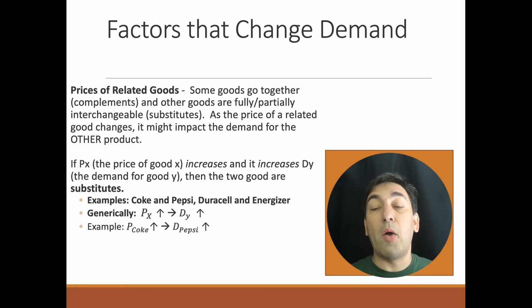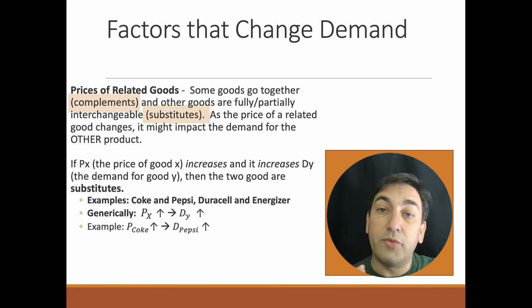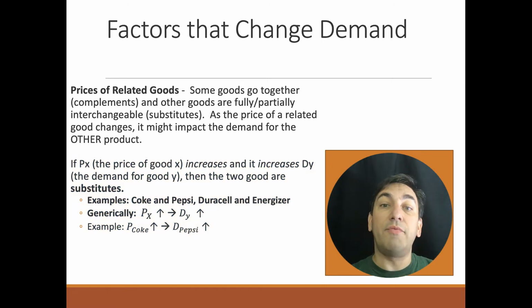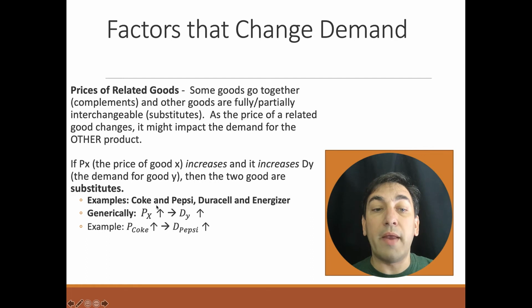Next, we're going to talk about prices of related goods. I'm not talking about the price of Inverhill's t-shirts anymore. I'm talking about the price of related goods. We're going to have 2 kinds of related goods. The first is going to be a substitute, and the next is a complement. A substitute can be used in place of the other good. They're interchangeable. The idea here is Coke and Pepsi.